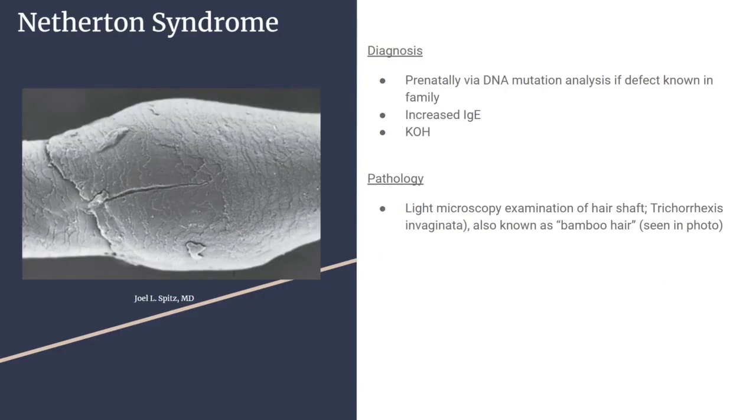Some other findings that are important, you can do a DNA mutation analysis, which obviously is the way of the future and how we're kind of presenting these now. Increased IgE might be found, as we talked about, and that's why we do the RAST testing. Pathology here, you're going to have trichorrhexis invaginata, and that's pictured on the left, where the hair shaft actually takes on like a bamboo-like appearance, ball and socket type appearance.